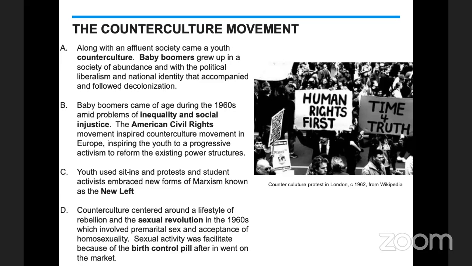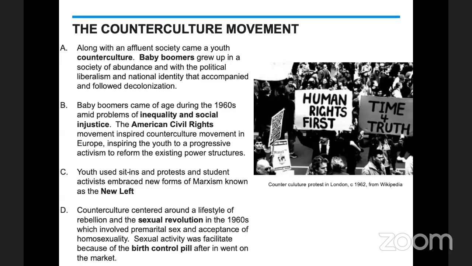These baby boomers are coming of age in the 1960s amid problems of inequality and social injustice. In Western Europe, they're very much inspired and influenced by the American Civil Rights Movement. We will see that inspiring youth to this progressive activism. And the activism will be to reform and change what's going on in their existing political and power structures.